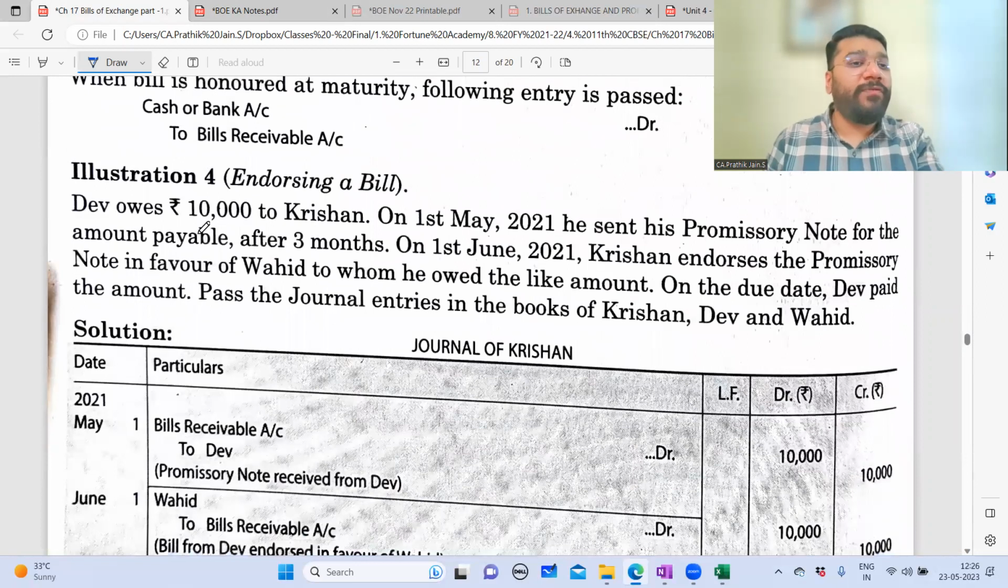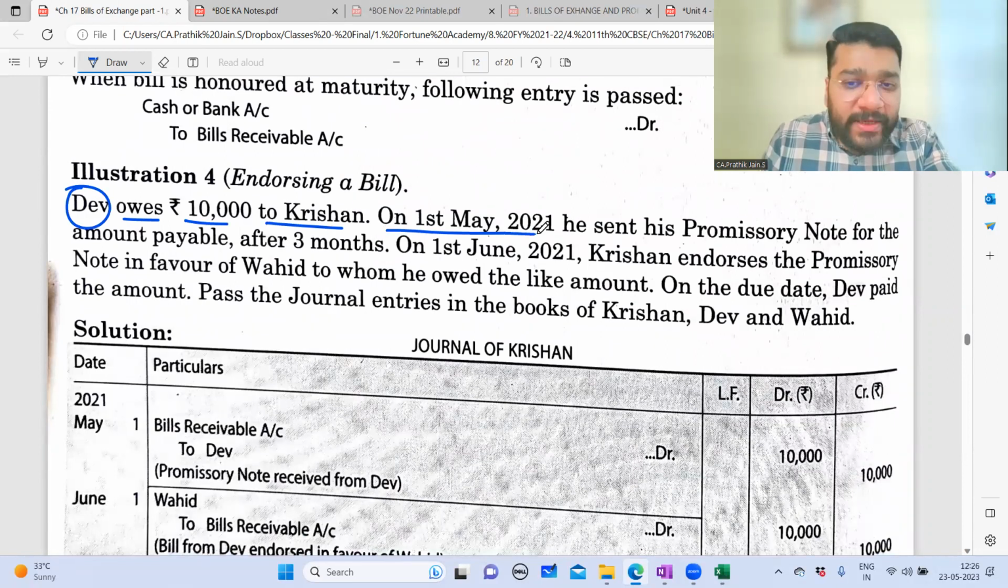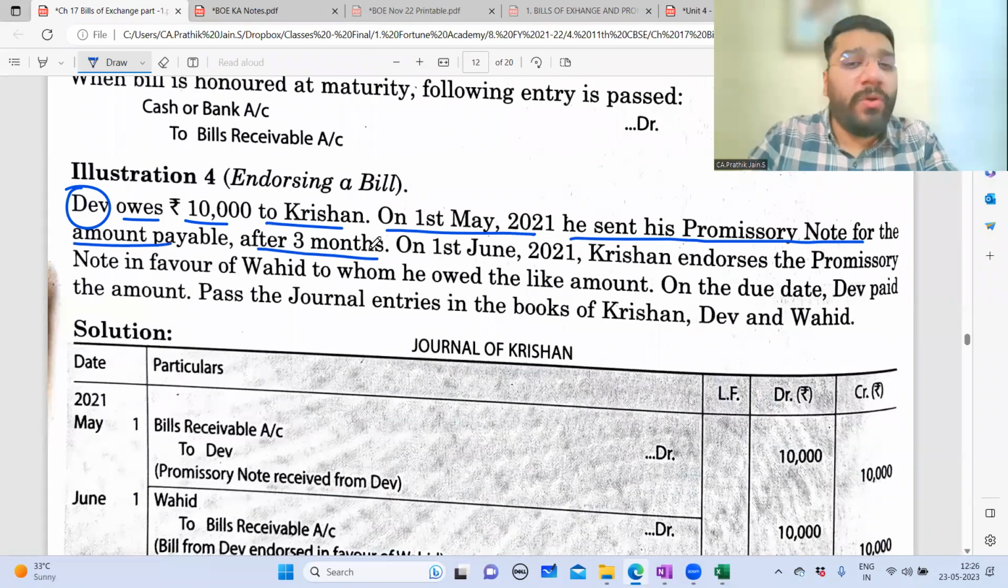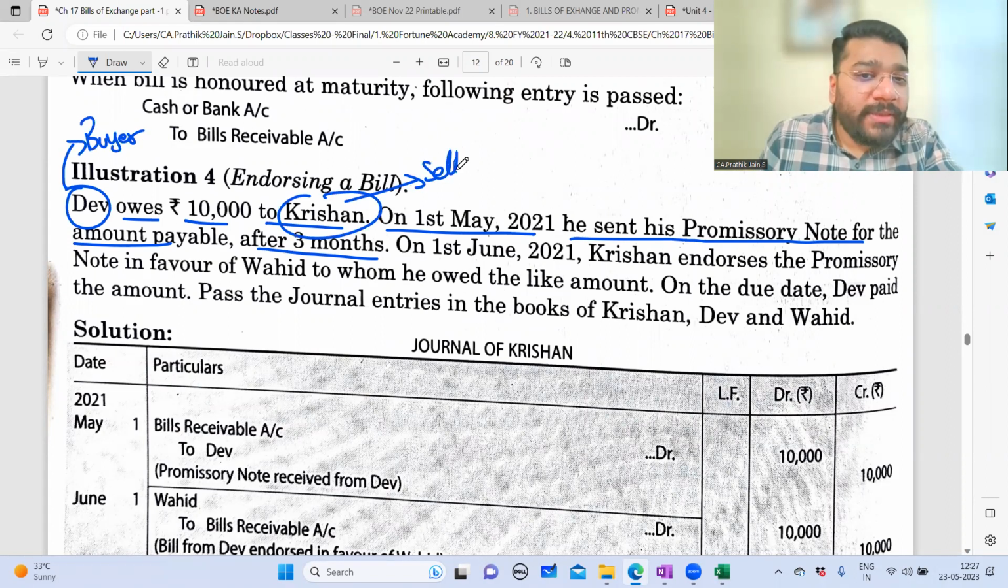Let's take illustration 4. Dev owes 10,000 to Krishan. On 1st May 2021, he sent a promissory note for the amount payable after 3 months. My question to all of you: who is the seller? Who is the buyer? Dev owes. Owes means he has to pay. So who will have to pay? Obviously, the customer and buyer. So can I say Dev is the buyer? And Krishan is the seller.